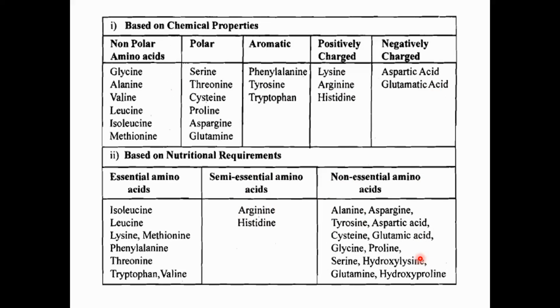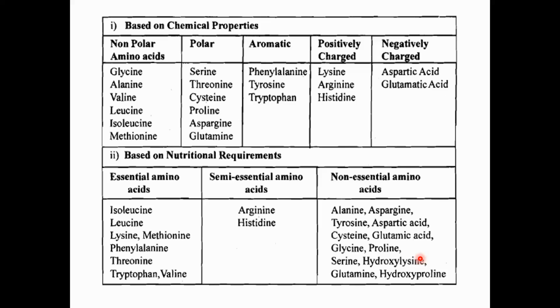And now the classification of amino acids based on chemical properties. We have non-polar, polar, aromatic, positively charged and negatively charged amino acids. First we are going to see which amino acids fall under polar, non-polar, aromatic, positively charged and negatively charged. Then we are going to review them extensively on the basis of their structure.